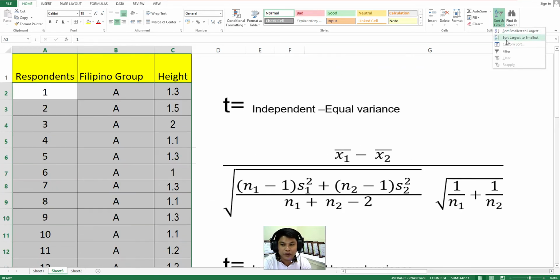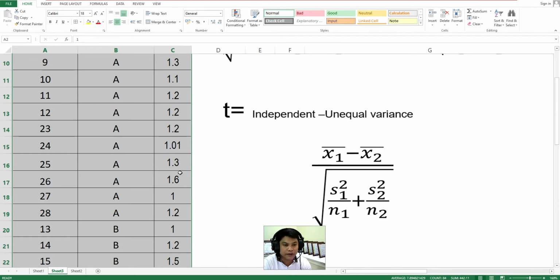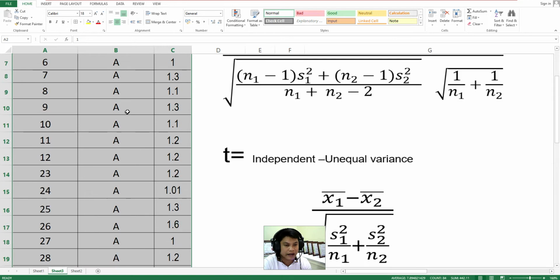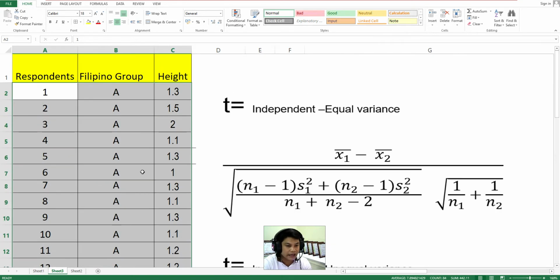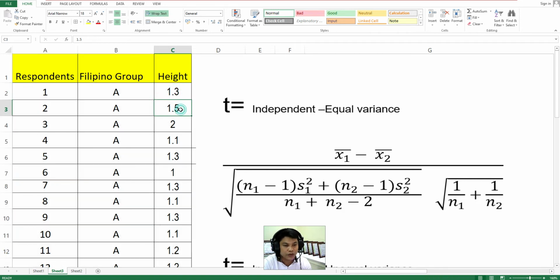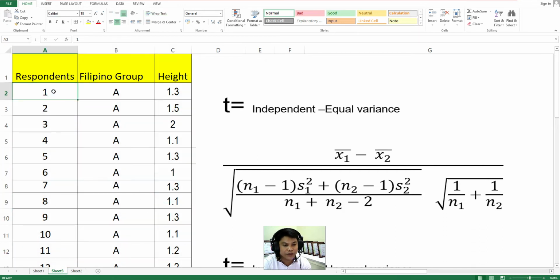So we have to highlight all, including the respondents number, and go to custom sort, and we choose B, that means the Filipino group, and then OK. If you look at it now, all of group A are together, then group B is in the second group, and all the heights for the different students are also aligned. We have to highlight all, as you saw a while ago, because if you group them, you have to avoid the disarrangement or the mismatching of the data.